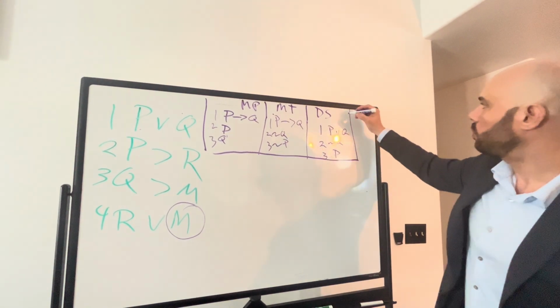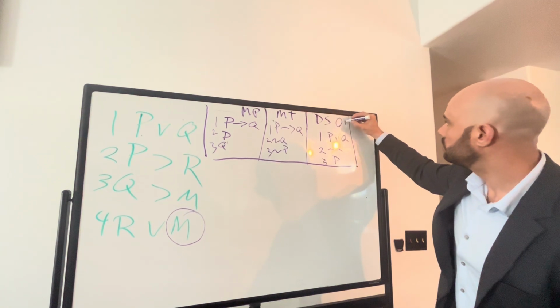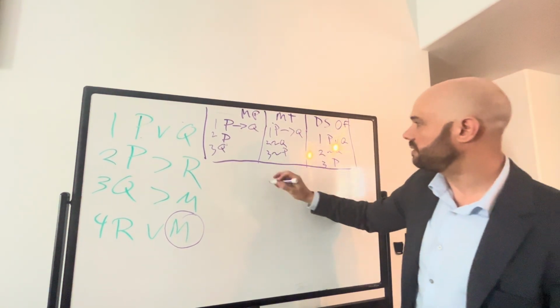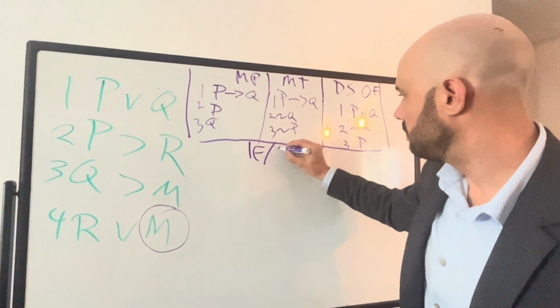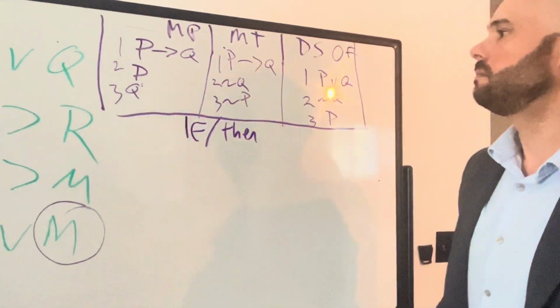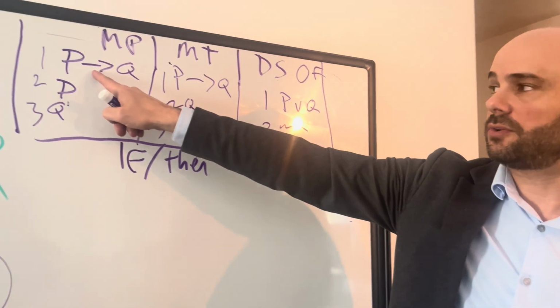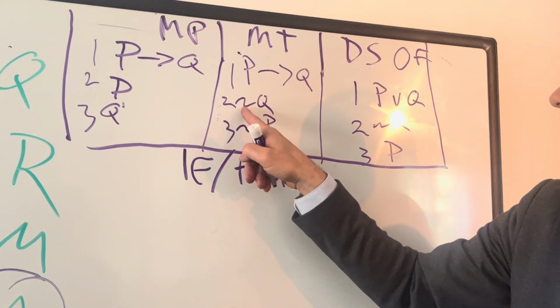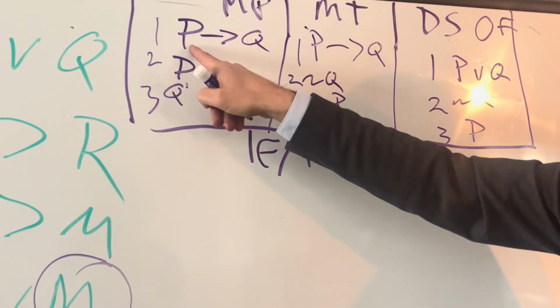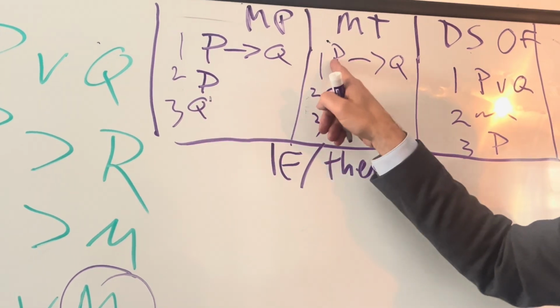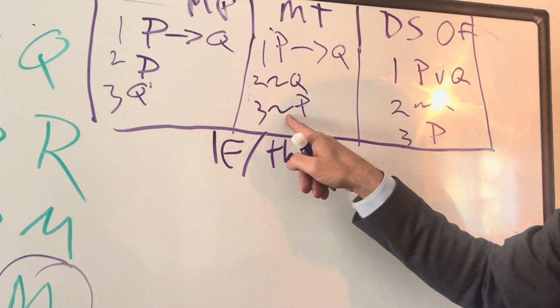This one's the either-or, and both of these are if-thens. Remember, this is an if-then operator, the conditional. If-then, and this is a not. That's a not. If P, then Q, P, Q. If P, then Q, not P.